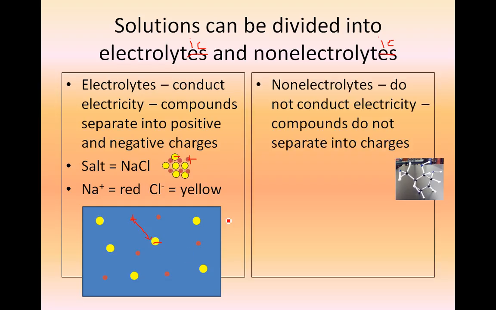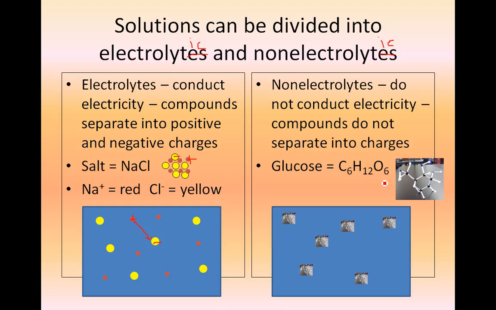So let's contrast that to non-electrolytic solutions or non-electrolytes. They do not conduct electricity because those compounds do not separate into charges. Here I have a picture of the glucose molecule. If you care, that's 6 carbons, 12 hydrogens, and 6 oxygens. Glucose is one of the main molecules that our body breaks down in order for us to get energy to do everything, to write notes and to breathe and for our cells to divide. So it's a really important molecule.